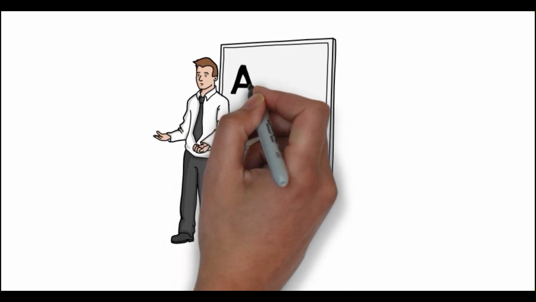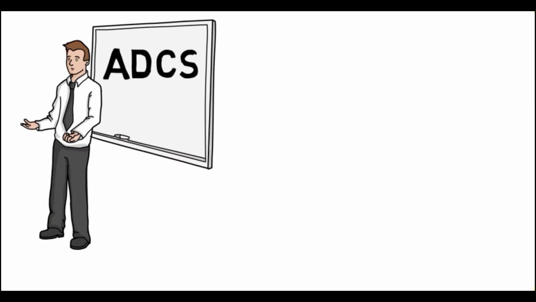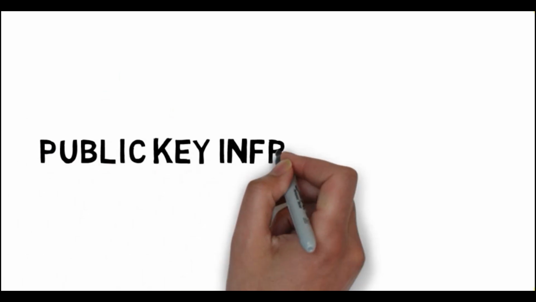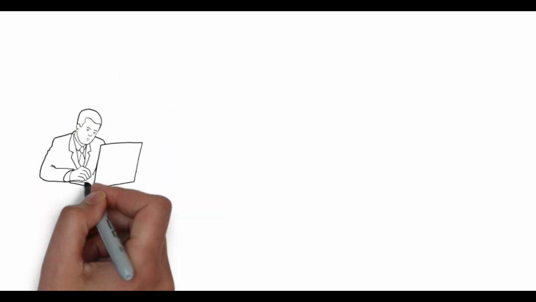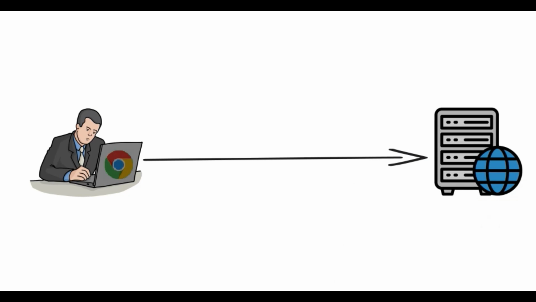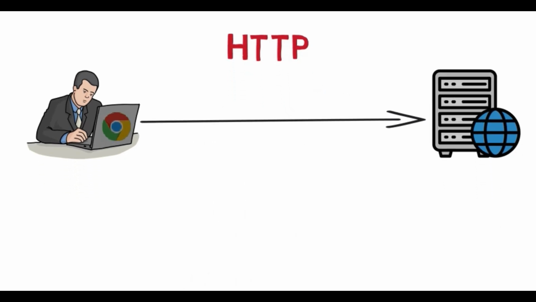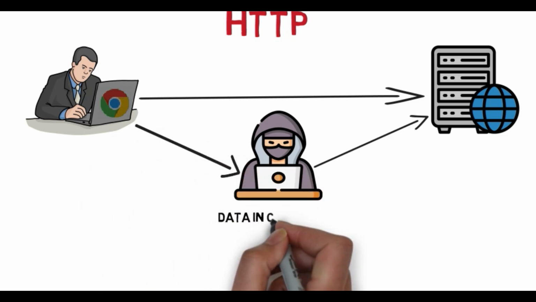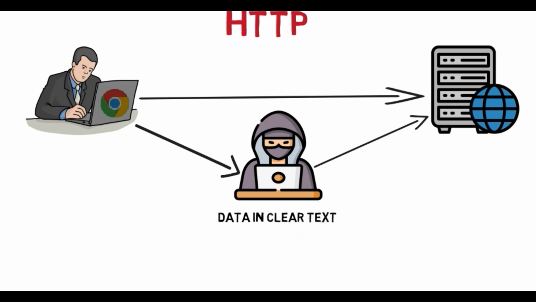To really understand ADCS, I decided to spend a couple of minutes on understanding what a PKI means, a public key infrastructure. I'm going to start from an example where a user wants to connect to a website using his web browser. If we are not using HTTPS, which is based on SSL/TLS, then anyone between me and the server can intercept and read data in clear text.